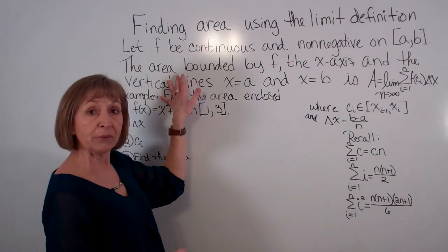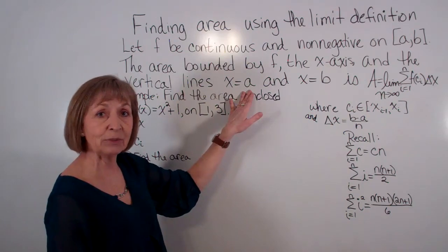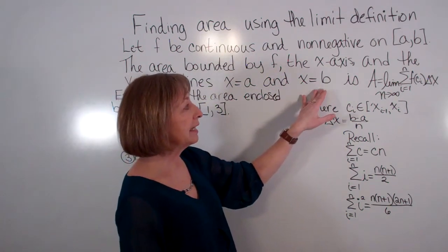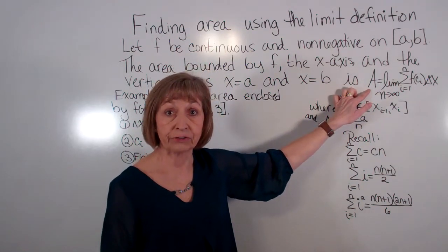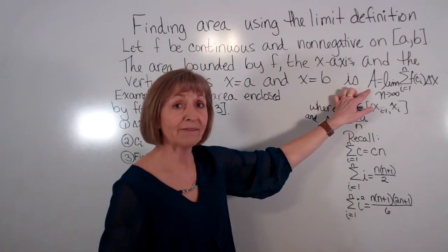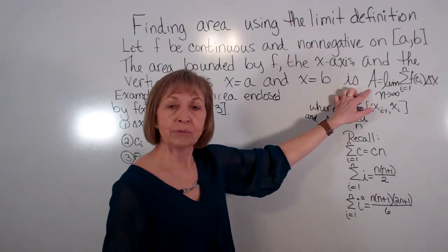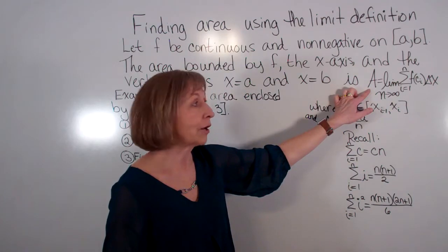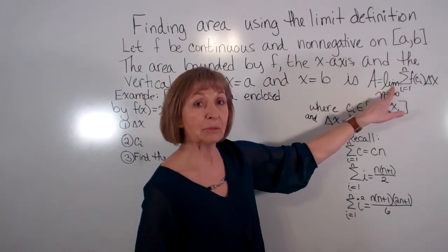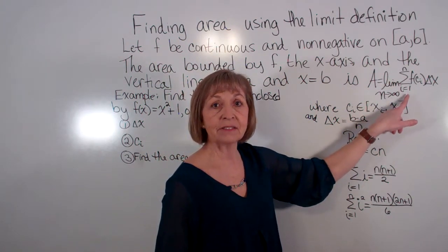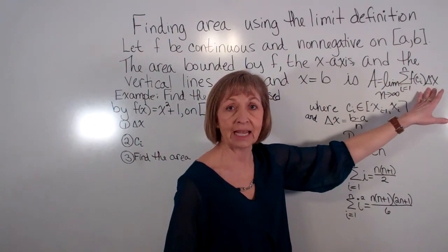Now the area bounded by the function, the x-axis, and the vertical lines at x equals a and x equals b is defined to be the following. This is a definition that you're going to want to write down in your notes. You want to make sure that you readily have that available whenever you're trying to find the area of a plane region using the limit definition. Okay, so our area is equal to the limit as n approaches infinity of the summation i equals 1 to n of f of c sub i times delta x.